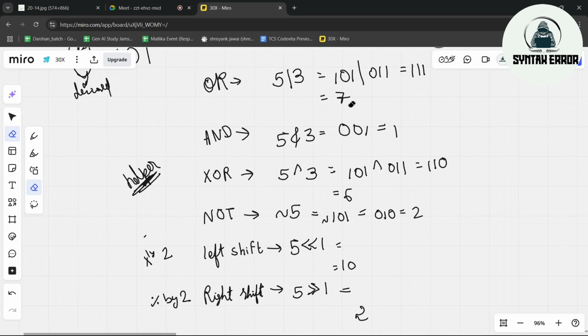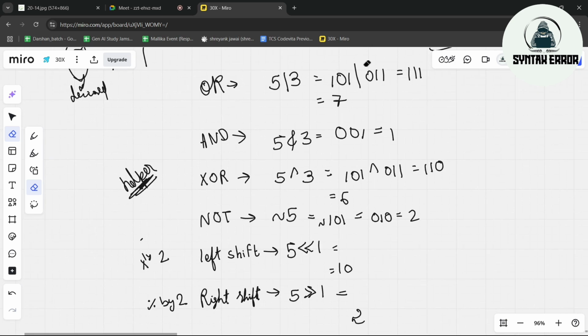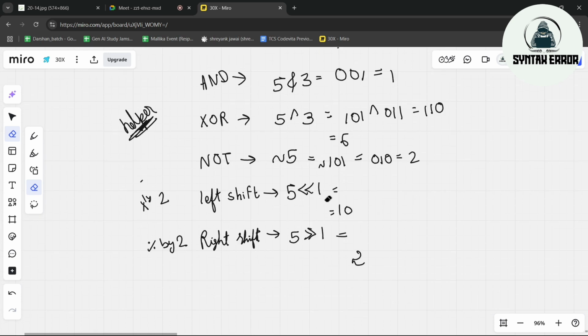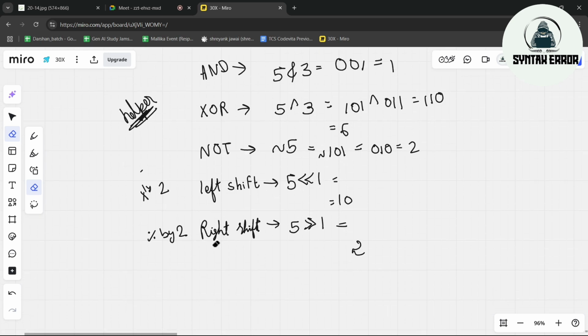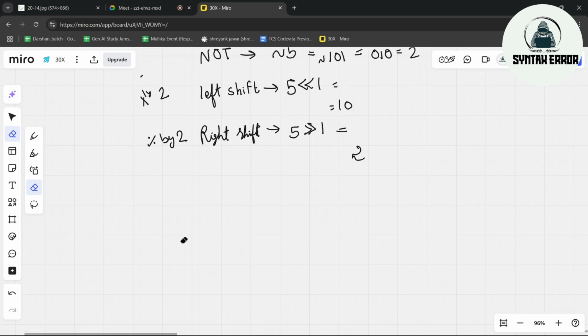OR operator, it will return 1 if any of the values is 1. If both are 0, then only it will return 0. In AND, if both are 1, then only it will return 1, otherwise it will return 0. In XOR, if both the values are different, then it will return 1. If both the values are same, no matter 1 1 or 0 0, it will return 0. Not, it will just toggle. Left shift is basically multiply by 2, right shift is basically divide by 2. These are the prerequisites.